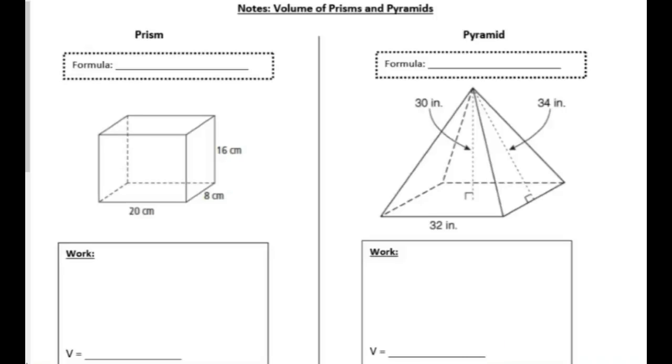So up here on the top left, for a prism, V equals capital B H. Okay? And everyone's writing this down. And for a pyramid, it's very similar, but we're going to do 1/3 BH. Okay? So does everyone see the difference being the fraction, the 1/3?